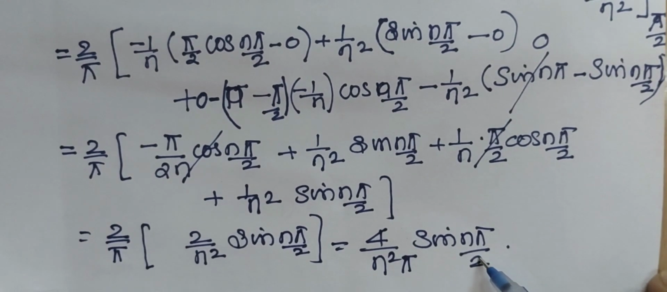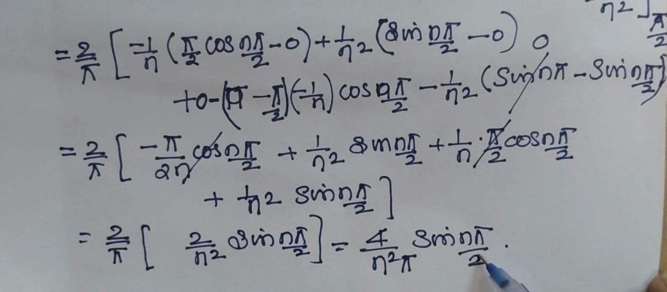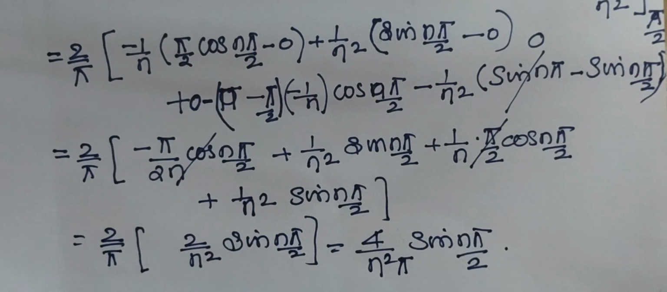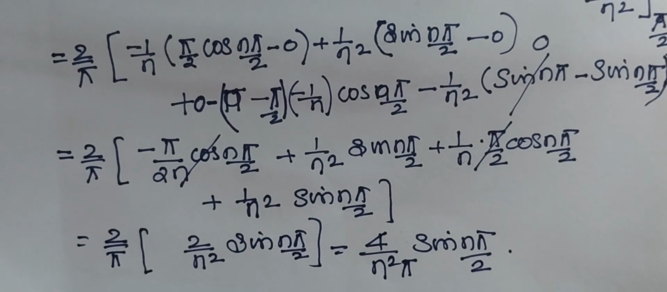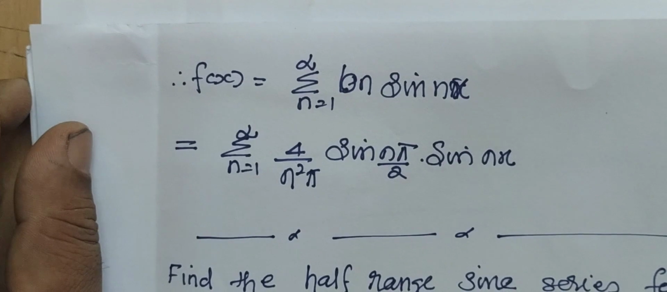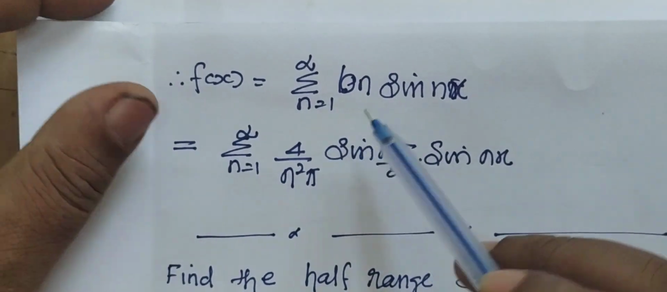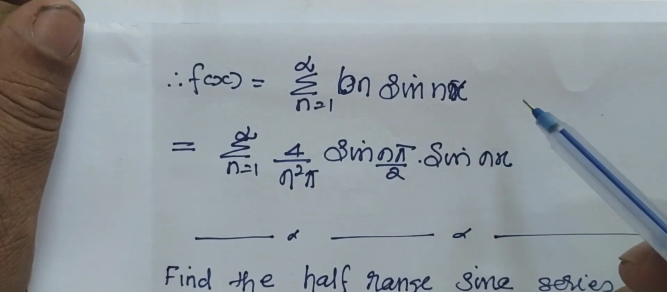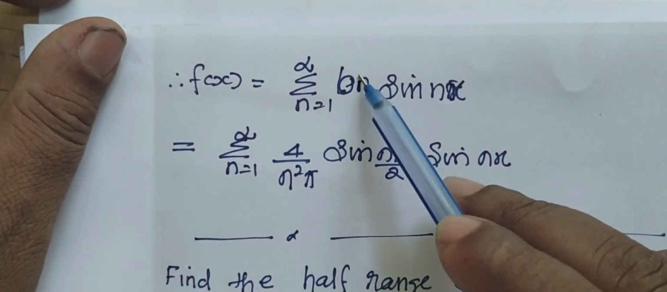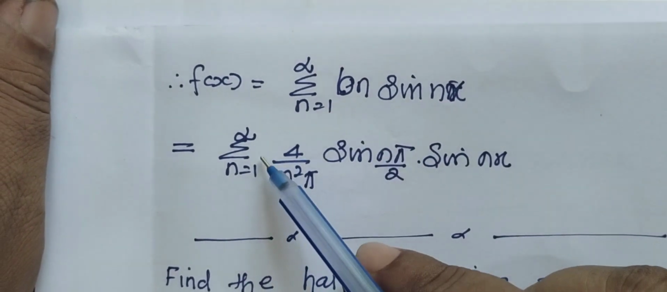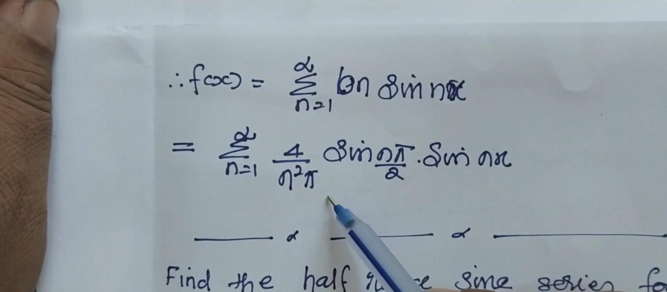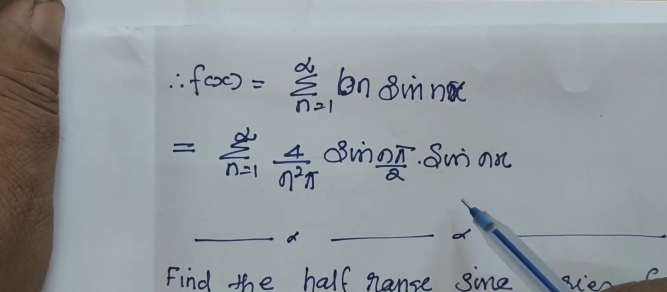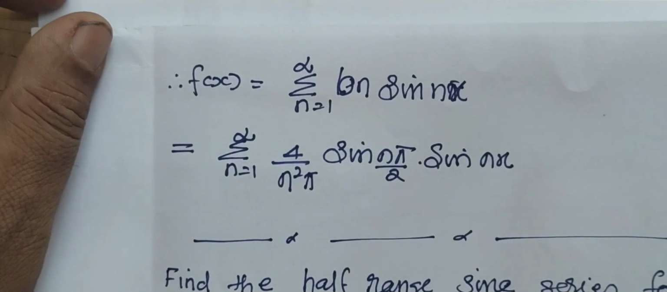So this is the value for Bn. Now we can apply the sine series formula, that is f of x is equal to summation n is equal to 1 to infinity Bn sin nx. Substituting the value for Bn, we get summation n is equal to 1 to infinity 4 by n square pi sin n pi by 2 sin nx. So this is your required answer for the given function.